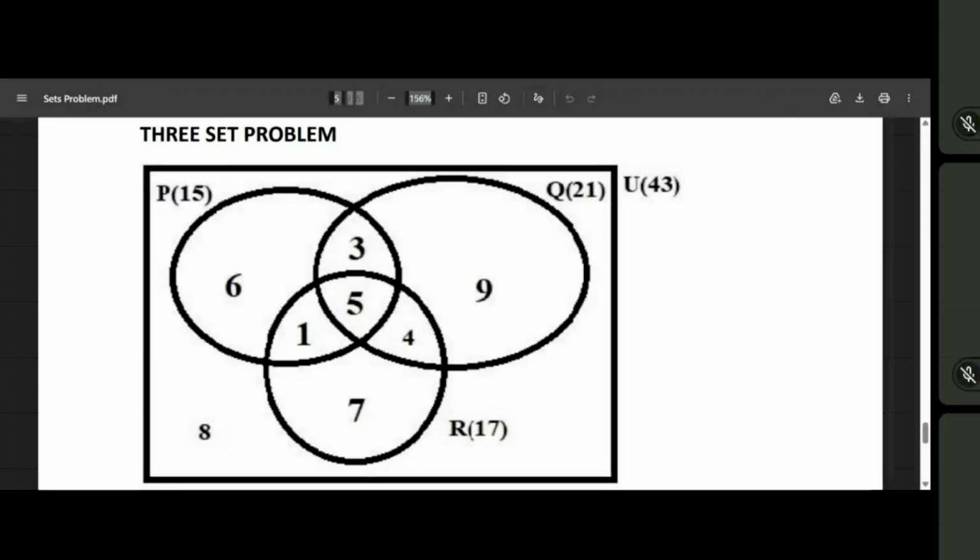So if the 1 is not there and you have to find it, you have at least 3 different ways of getting your 1. You can add 6, 3, 5 and subtract from 15. You get your 1. You can also add 5, 4, 7 and subtract from 17. You get your 1. You can add 6, 3, 5, 4, 7, 9 and 8 and subtract from 43. You still get your 1. You see that it's interesting.